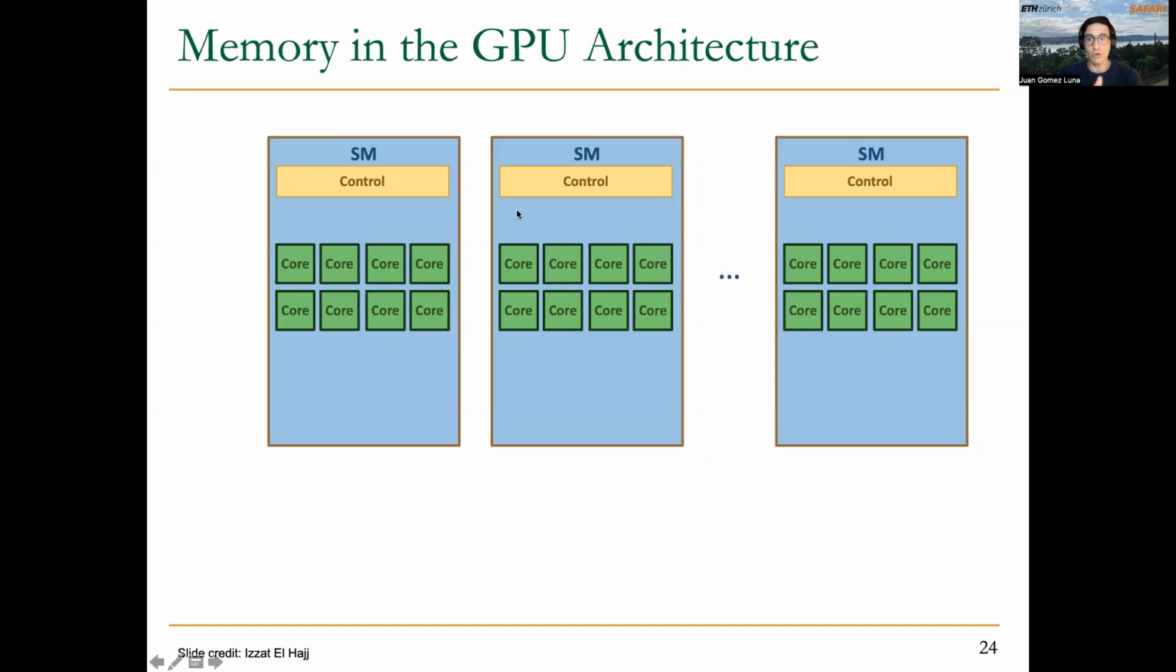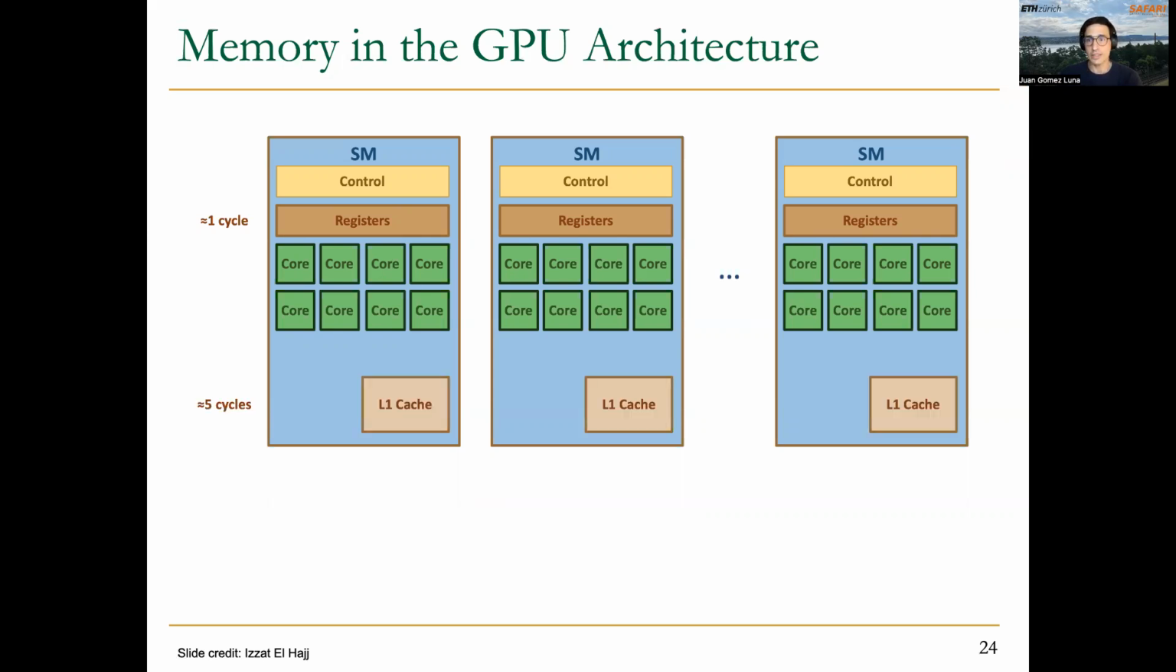Each of these SMs or GPU cores have some control hardware, and they have the SIMD units themselves, where we are going to execute instructions from different warps. And from these small SIMD lanes, we can access registers. Each individual thread will have access to its own registers, and the access to these registers is super fast, basically 1 cycle. But threads can also access data in the L1 data cache or the nearby shared memory.